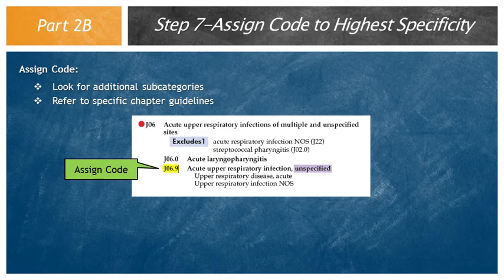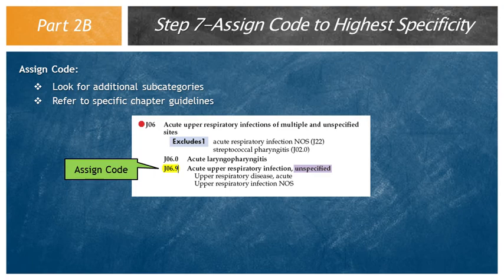Step 7 is to assign the code to the highest level of specificity. Coding to the highest level of specificity means you should continue to look for additional subcategories that reflect the etiology, anatomical site, or severity of the condition of the diagnosis from the medical documentation. In addition, you should refer to any specific chapter guidelines that apply. You will learn more about the chapter guidelines later in this course.